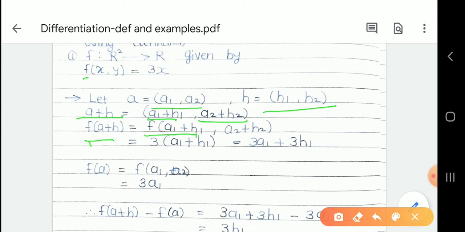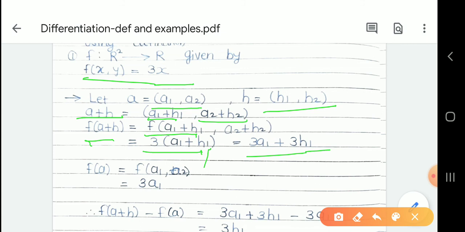But what is the definition of f of xy? f of xy is equal to 3x. That means what will be the value of f of a plus h? The value of f of xy is 3x, only the x coordinate is present. So the value is 3 times (a1 plus h1), because only the x coordinate is taken. Here the x coordinate is a1 plus h1. So 3(a1 plus h1), that means 3a1 plus 3h1.